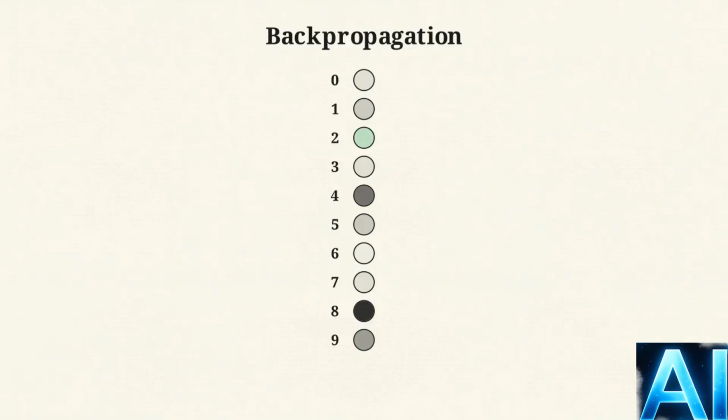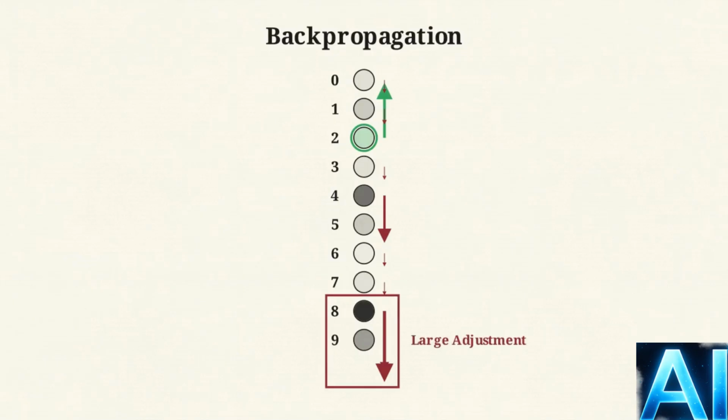Looking at our 10 output nodes, the network calculates that our target node, the number 2, must go up, while the other 9 incorrect nodes must be driven down. The required adjustments for each node are strictly proportional to how far away they are from their correct target value. A wildly incorrect node receives a large nudge, while a node that is already close to where it should be requires only a tiny adjustment.